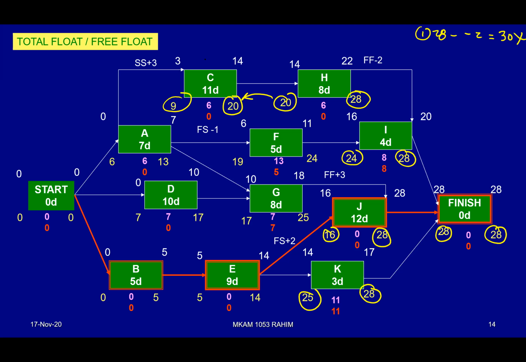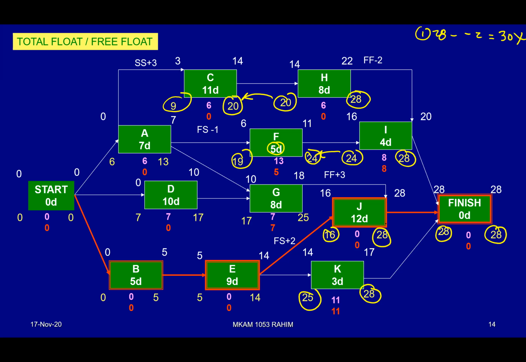How about F? F also you can complete. 24 minus 4 equivalent to 19. All right. And then the issue is G. It looks like G basically has the same issue as in H. Never mind, how to evaluate? Remember, G has a finish to start relationship with a lag of 3 days.